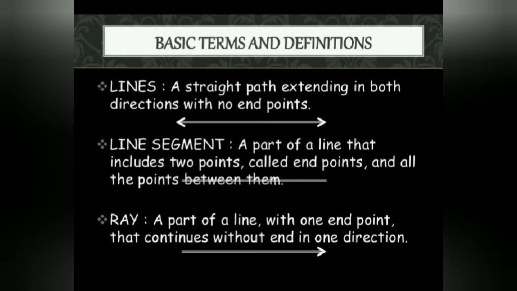Lines. A straight path extending in both directions with no endpoint is called a line. Line segment. A part of a line that includes two points called endpoints and all the points between them is called a line segment. Ray. A part of a line with one endpoint that continues without end in one direction is called a ray.